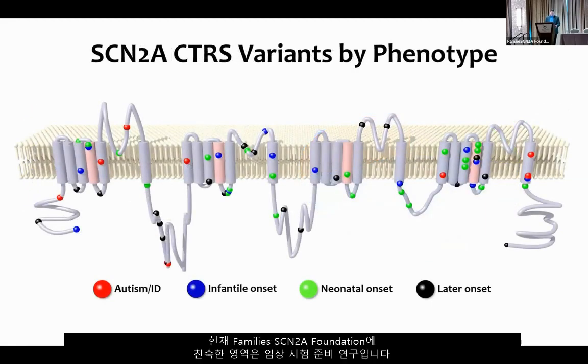Now, one area that's near and dear to the family's SCN2A Foundation is their clinical trial readiness study. And in collaboration with Ann Berg and others involved in that study, we've made it a point that we will functionally test every variant in that study. And I think we've done that to date.